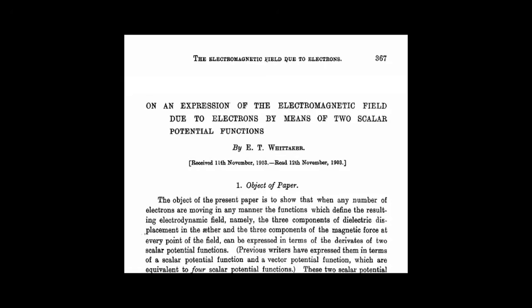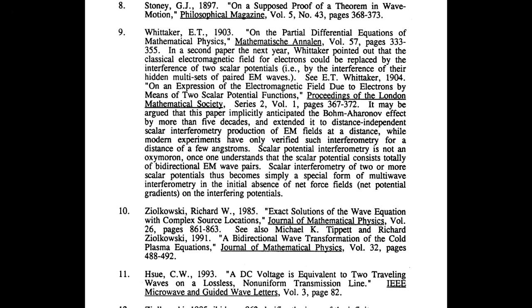Whittaker, E.T., 1904. On an expression of the electromagnetic field due to electrons by means of two scalar potential functions. Proceedings of the London Mathematical Society, Series 2, Volume 1, pages 367 to 372. It may be argued that this paper implicitly anticipated the Bohm-Aharonov effect by more than 5 decades and extended it to distance-independent scalar interferometry production of EM fields at a distance, while modern experiments have only verified such interferometry for a distance of a few angstroms.